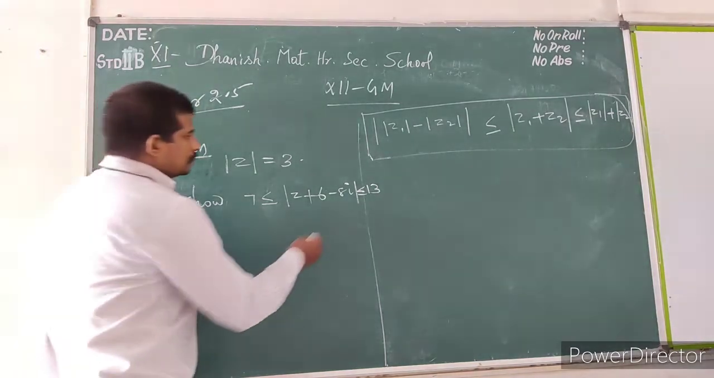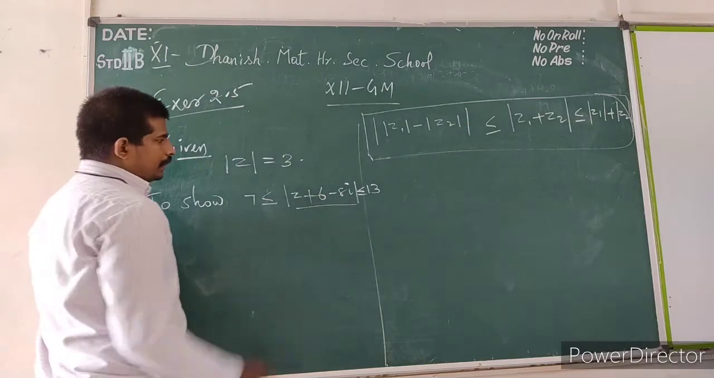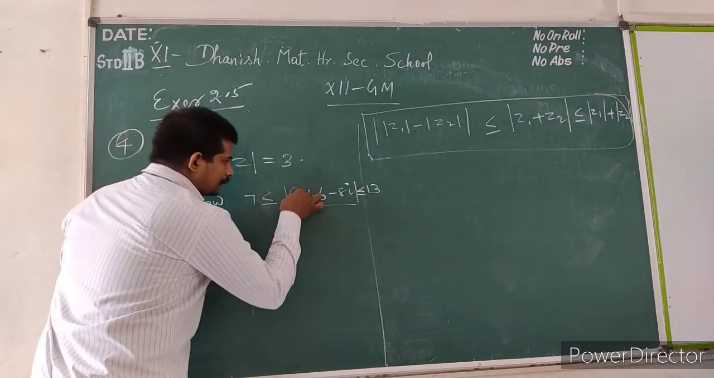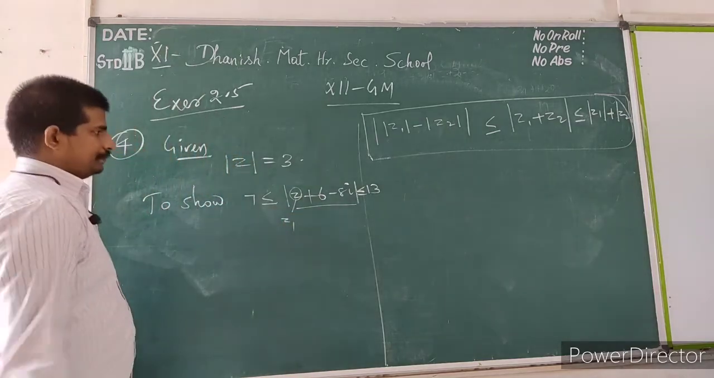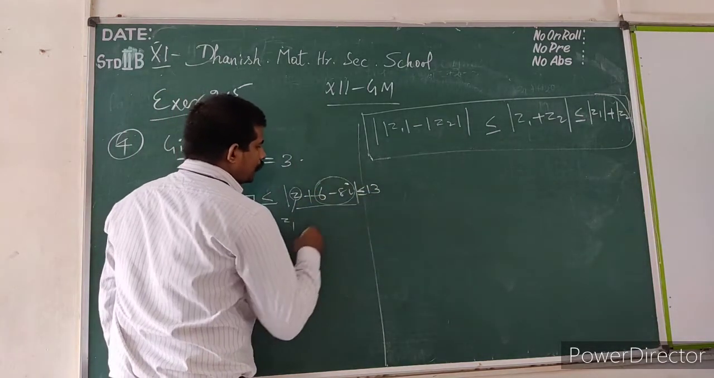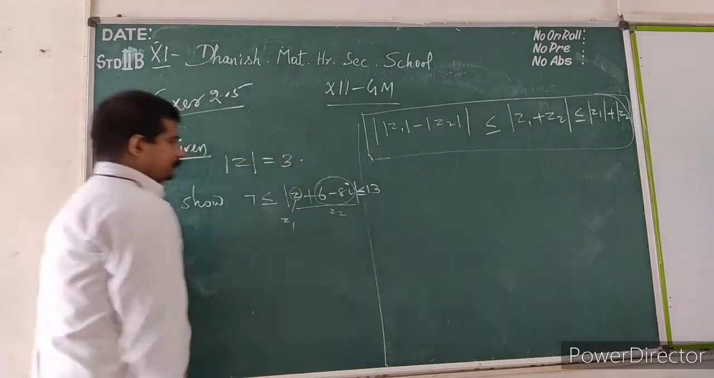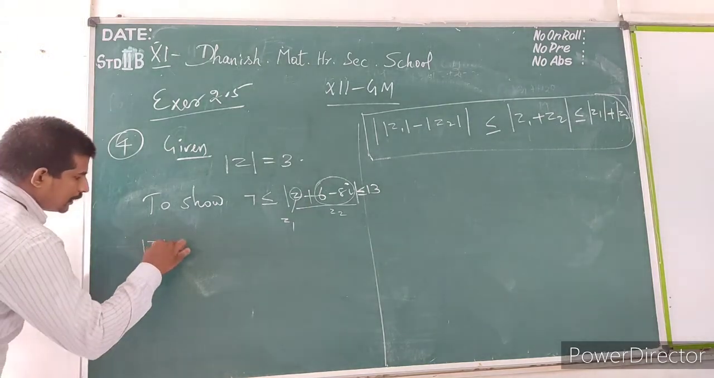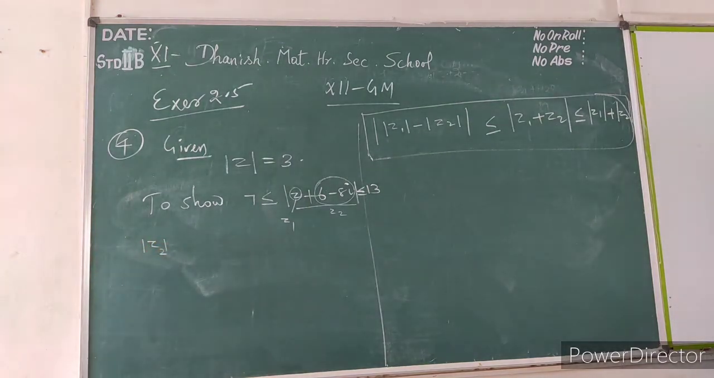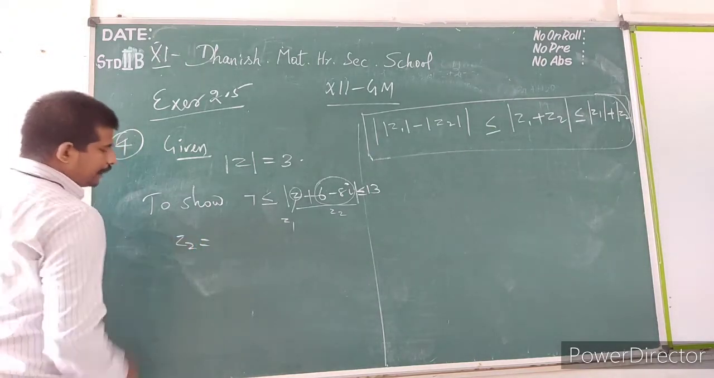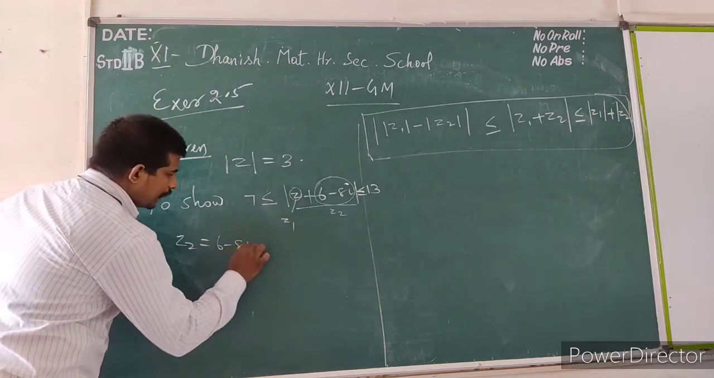Here, look at this term. Here we are having z. You can consider this z as z1. The remaining portion can be taken as z2. Okay, now I am going to find modulus z2. Here we can take z2 as 6 minus 8i.